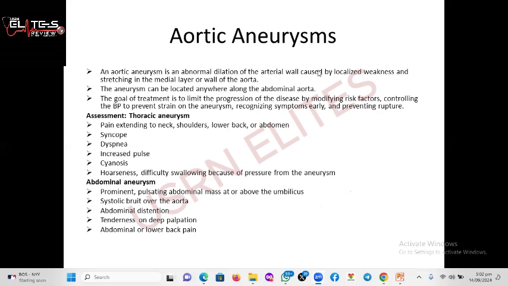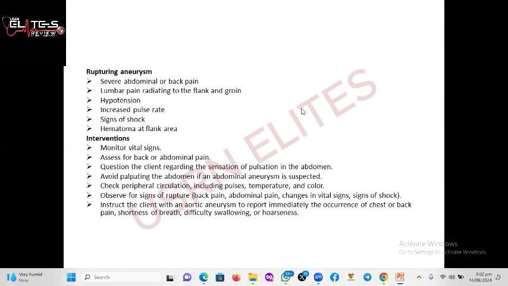You could hear some form of abnormal sound on auscultation around the area where it's affected. So these are the various associated assessment findings you can associate with both abdominal and that of thoracic aneurysms. Now, the most serious form of it is when it ruptures, okay?